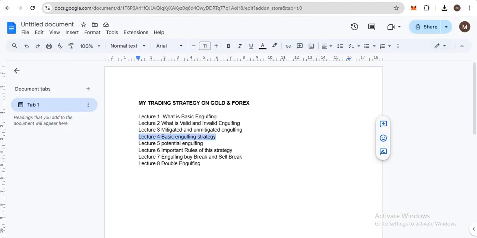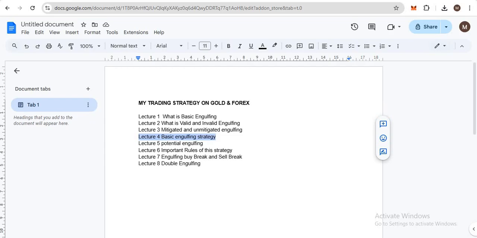Today we have lecture number 4 of my trading strategy on gold and forex. In the previous 3 lectures, I explained the basic engulfing, valid and invalid engulfing, and mitigated and unmitigated engulfing. If you attach this strategy with ICT concept entry models, it will be really good for your accuracy and for your trading career.